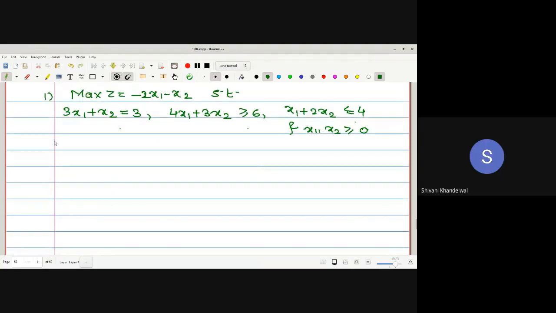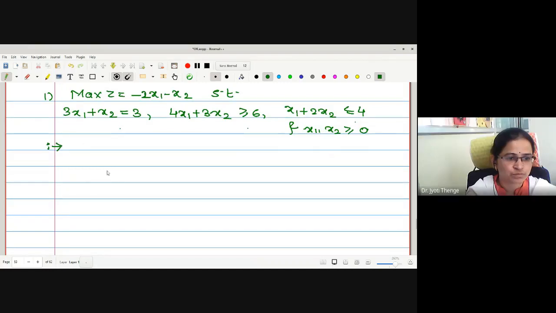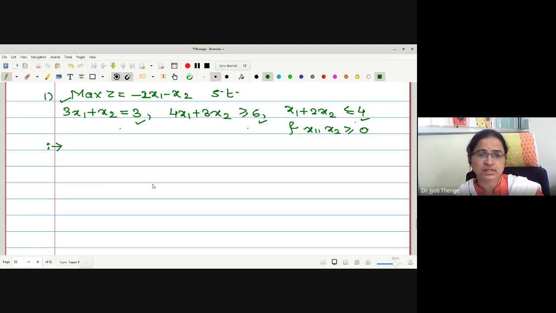Yes, ma'am. Let us move. First, let us check whether the LPP is in standard form or not, whether the objective function is maxima. Yes, it is. Whether the right hand side constants are positive. Yes, it is. Now we will go for converting the inequality constraints to equations. Now you have to tell me, for the first equation, which variable is necessary?